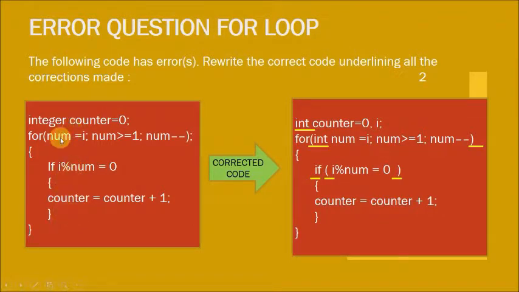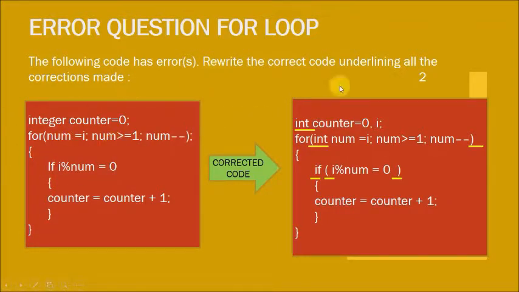This has some errors. The program is: integer counter equal to 0; for num equal to I, num greater than equal to 1, semicolon, num minus minus, and then again semicolon. If I modulus num equal to 0, then within the curly braces, counter equal to counter plus 1. Then the closing curly brace and again the next closing curly brace.